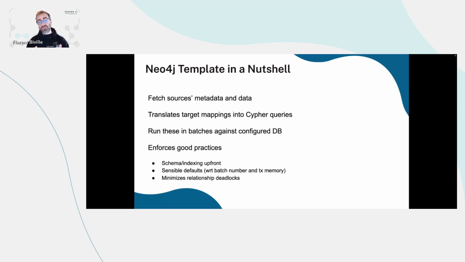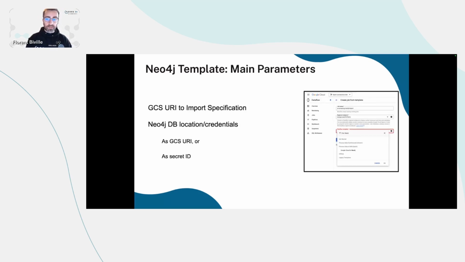We really want this import spec to be as declarative as possible, without diving into the nitty-gritty details of how to actually run it. And how it looks concretely, we'll do that in the demo. You go to Google Cloud Dataflow, you select the Neo4j template, and you give it two things: the specification of your import. Implicitly here, the sink will always be the Neo4j instance you configure.